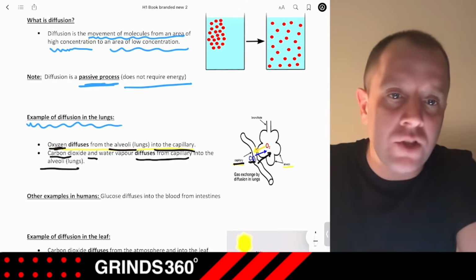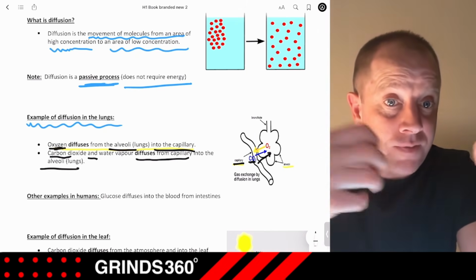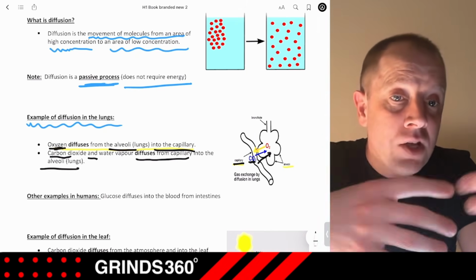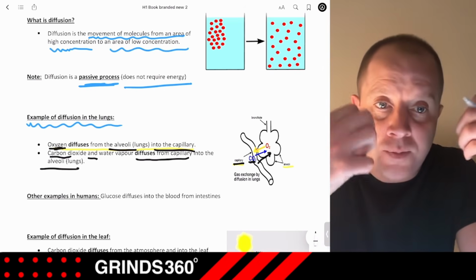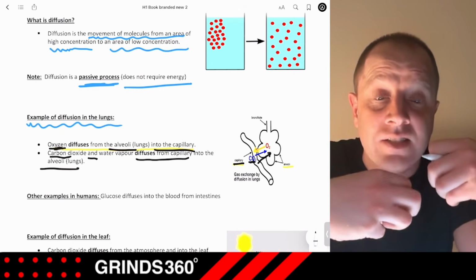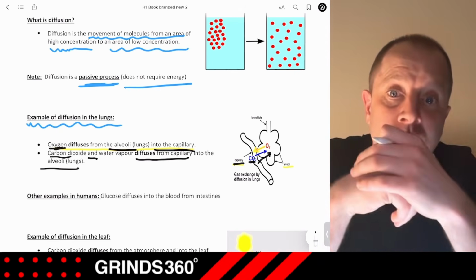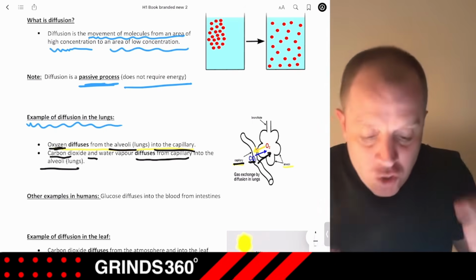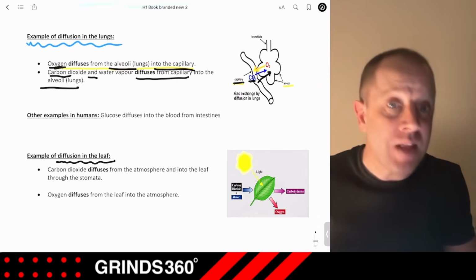Now, there are so many other examples of diffusion. Right now, we are absorbing nutrients from our intestines into our blood. That's quite often happening as diffusion. Molecules are going from a higher concentration in your intestines, and when you absorb them, they're moving to an area of lower concentration in your blood. That's by diffusion. Now, you also need to know an example of diffusion in a plant.